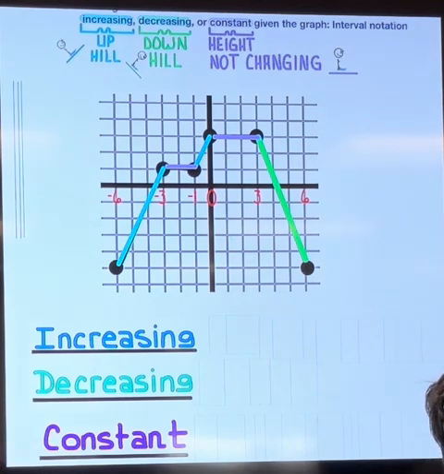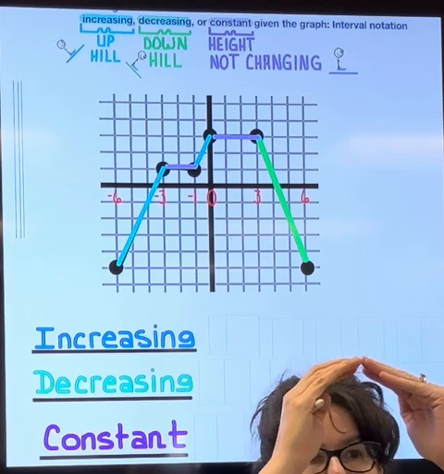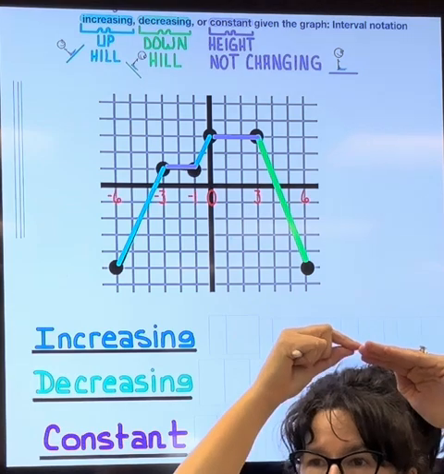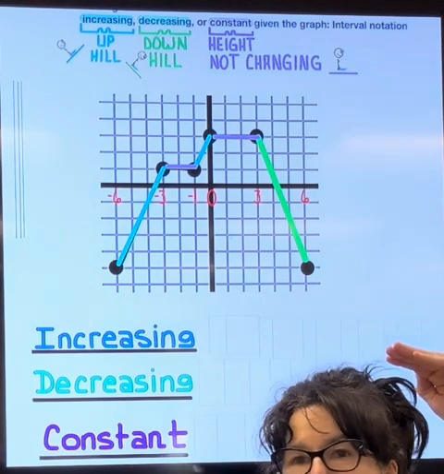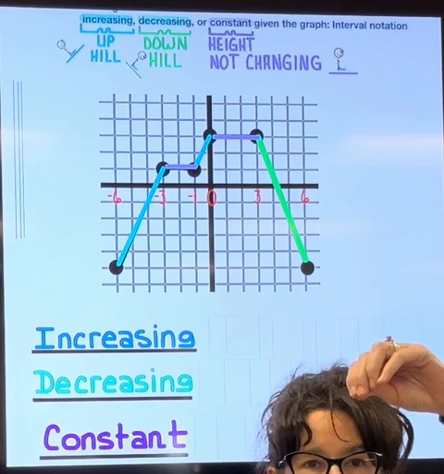Something you want to know when you're using interval notation is when you are increasing or decreasing, you will always use parentheses. So in your notes, I would write down increasing, decreasing, always use parentheses. And the reason why is picture getting to the top of a hill. As I'm going uphill, once I reach the very top of the hill, I'm no longer going uphill, but I'm not yet going downhill. So we don't want to include the top of the hill.